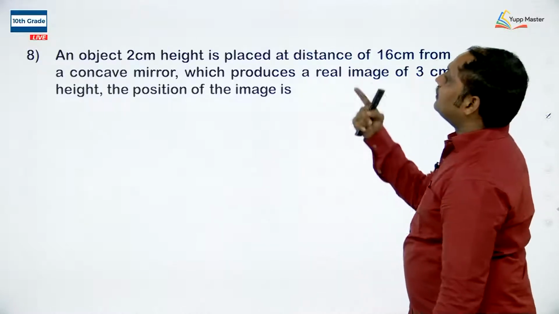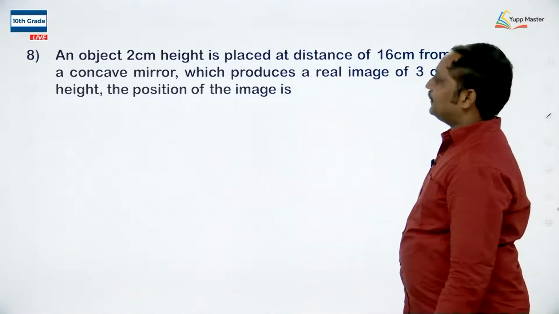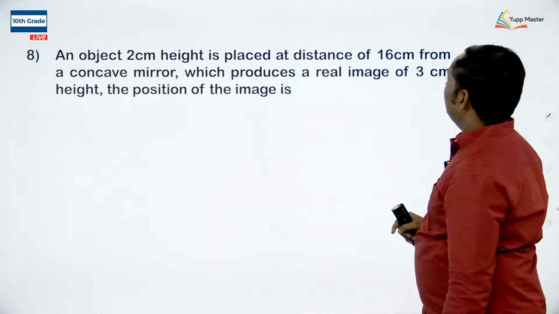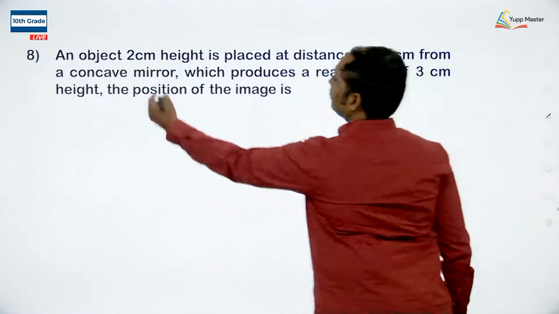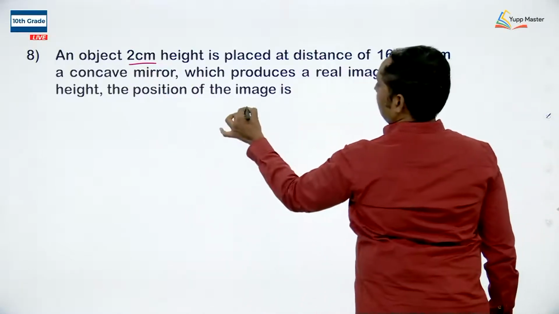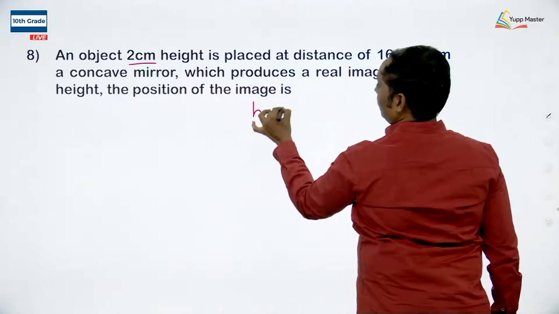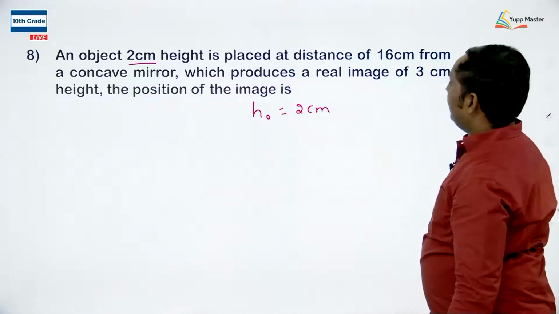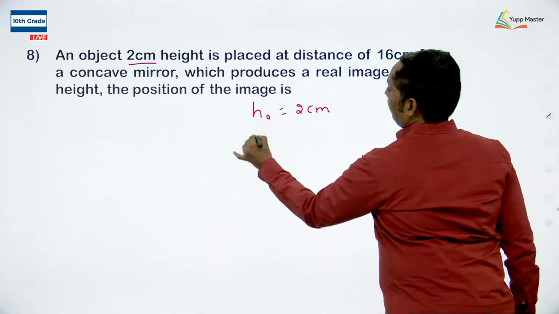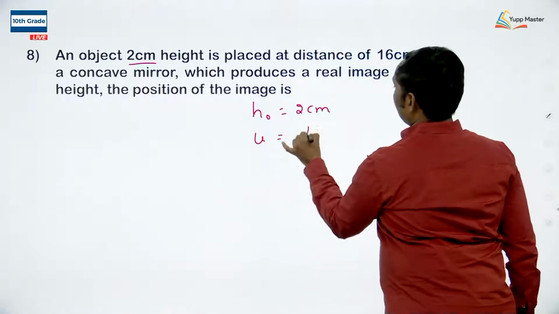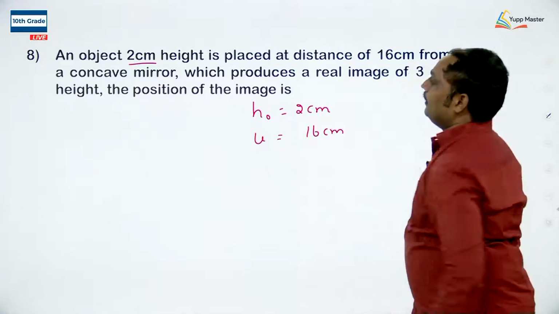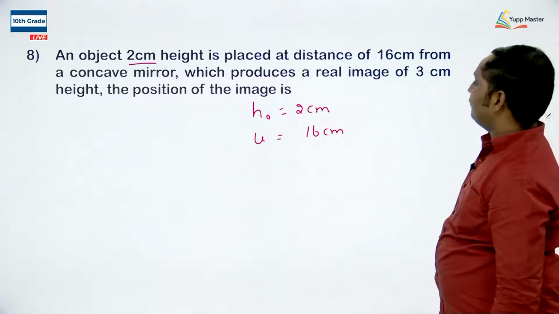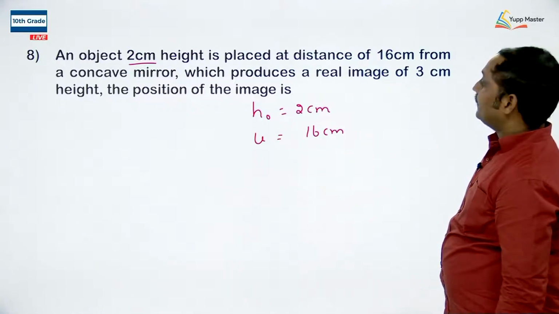An object of 2 centimeter height is placed in front of a mirror. Take that h naught is equal to 2 centimeters, and the object distance u is equal to 16 centimeters. It produces an image of 3 centimeter height.